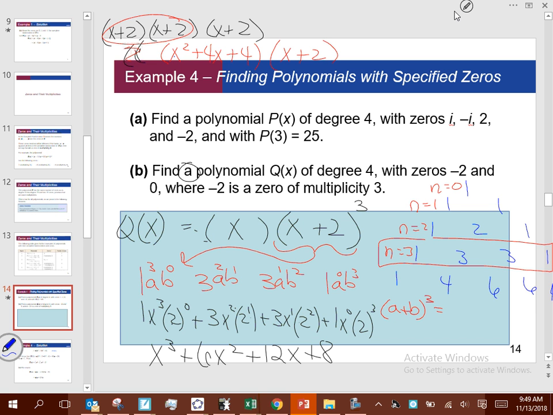So x squared times x gives me x cubed. x squared times 2 gives me 2x squared. 4x times x gives me 4x squared. 4x times 2 gives me 8x. 4 times x gives me 4x. 4 times 2 gives me 8, right? If I start combining those, 2x squared and 4x squared give me my 6x squared. 8x plus 4x gives me 12x, and then plus my 8, right? So either way works. Either way is fine.